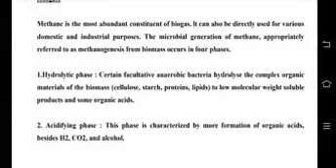Certain facultative anaerobic bacteria hydrolyze the complex organic materials of the biomass, like cellulose, starch, proteins, lipids, to low molecular weight soluble products and some organic acids. These complex organic materials are nothing else but cellulose, starch, protein, lipids, etc. Then that will lead to production of low molecular weight soluble products, and some organic acids are also produced. That is the first phase of biogas production, the hydrolytic phase.